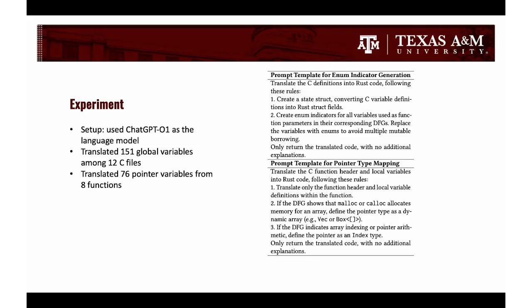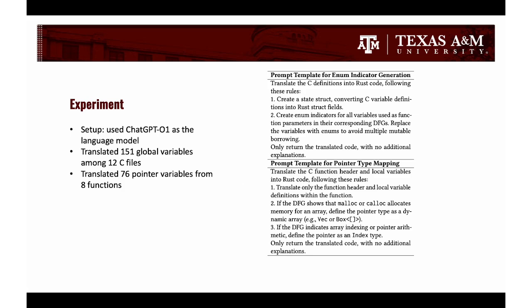For our experiment, we used ChatGPT-o1 as the language model. The prompt template is in the right diagram. So for global variables, we first ask the LLM to create a state struct, and then we ask the LLM to create enum indicators for all the variables that have been used as function parameters in its corresponding data flow graph. And for pointer variables, we ask the LLM to translate the function header and local variable definitions within the function.